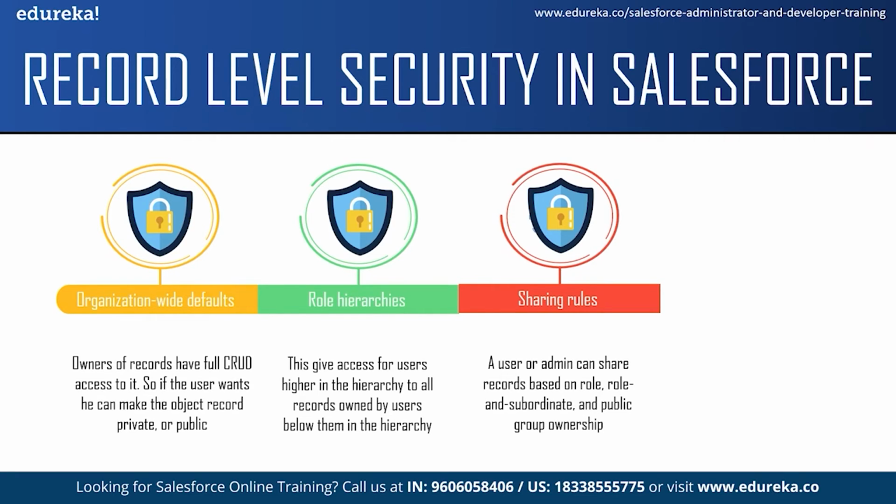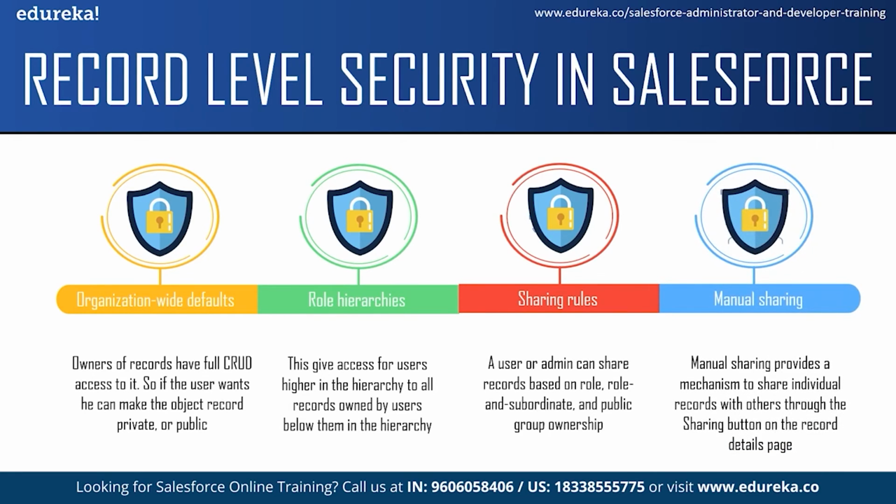So this can be done by sharing rules. A user or admin can share records based on roles and subordinates and public group ownership. For example, a sales executive can share all the records owned by him with everyone in the service executive role if he wants to. Next, the fourth way of managing record level access is manual sharing.